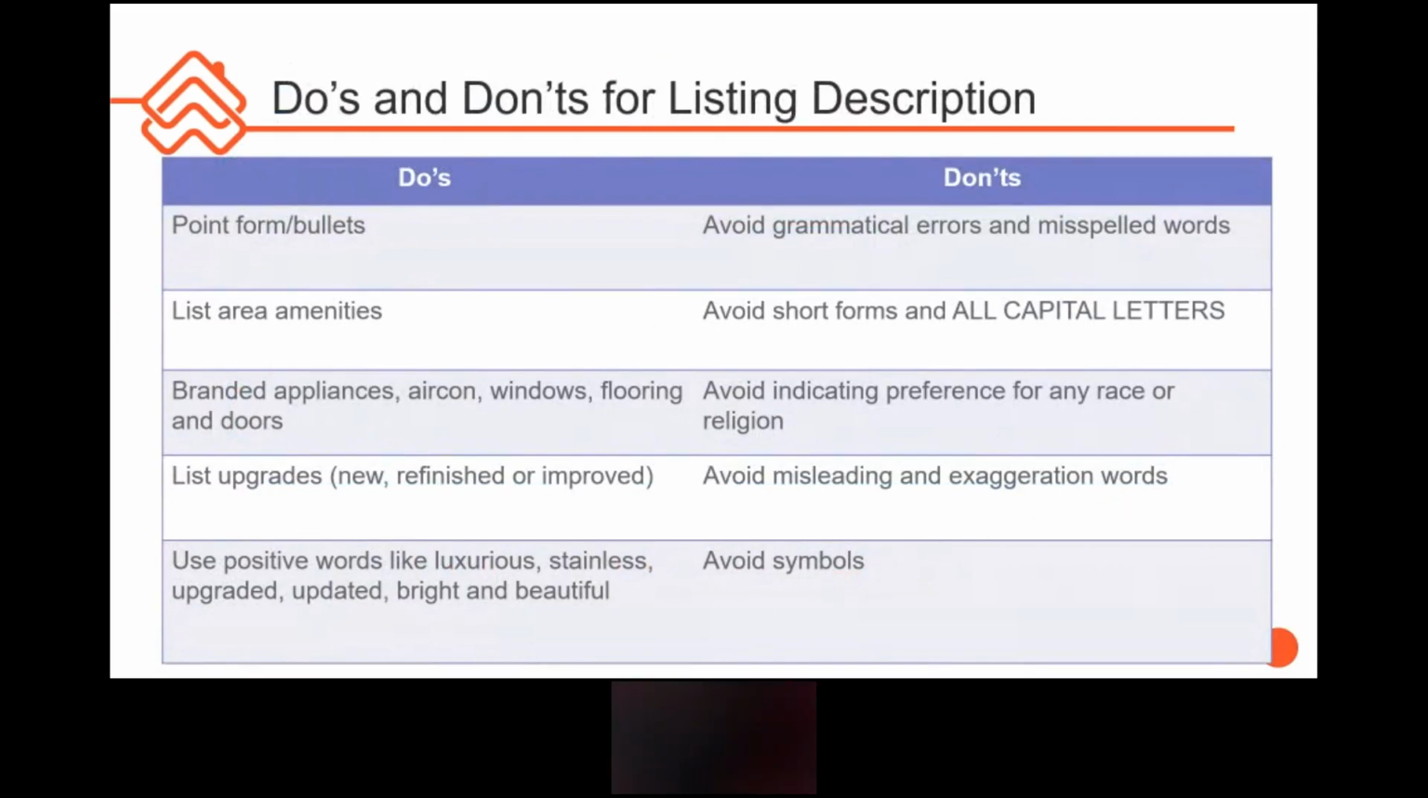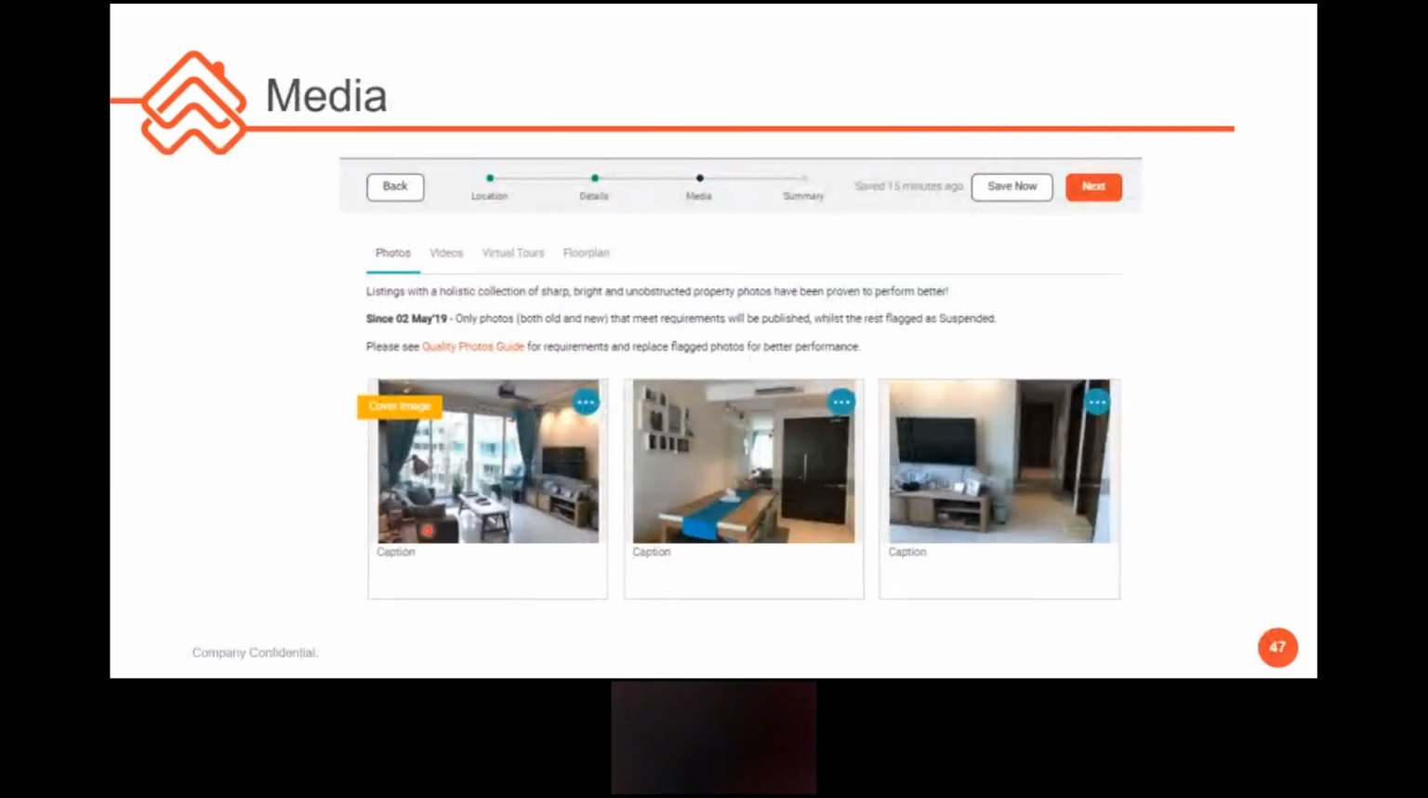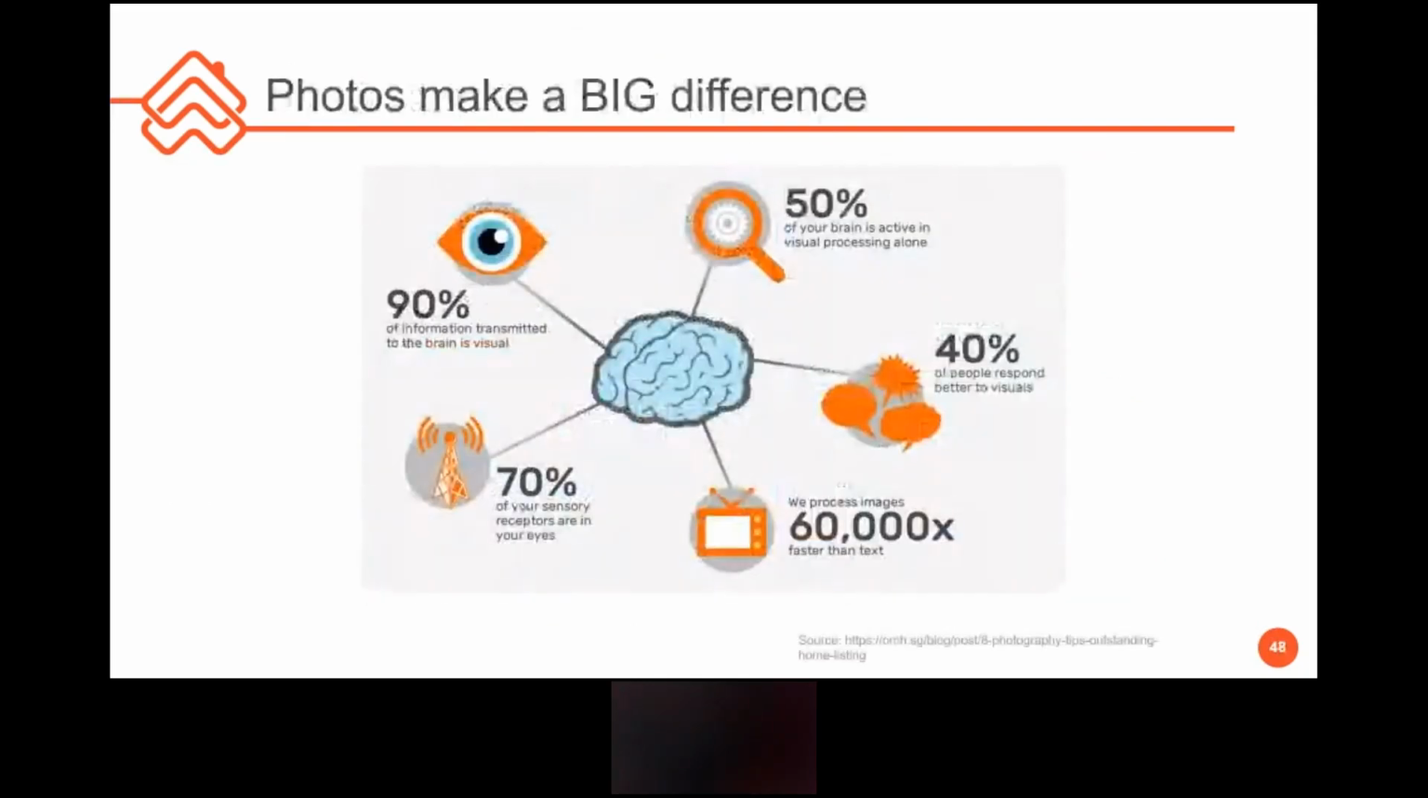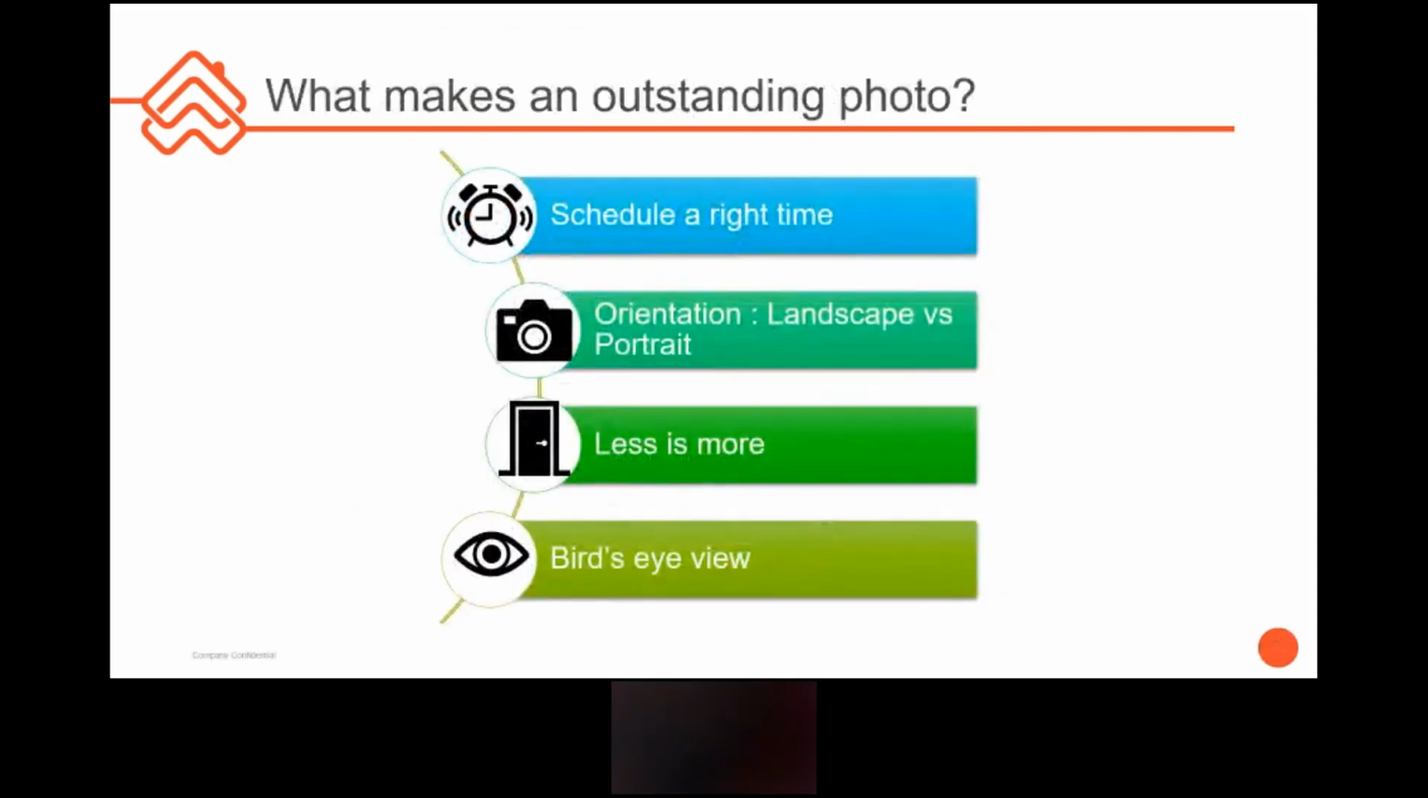After you key in your headlines and description, it will prompt you to key in your pictures. You're in media right now, so pictures. Understand that 90% of the information transmitted to the human brain is visual. So it is very important for you to spend time on your pictures. What can you do to make sure the picture is outstanding? Schedule it at the right time. Use landscape instead of portrait. Less is more, and bird's eye view.